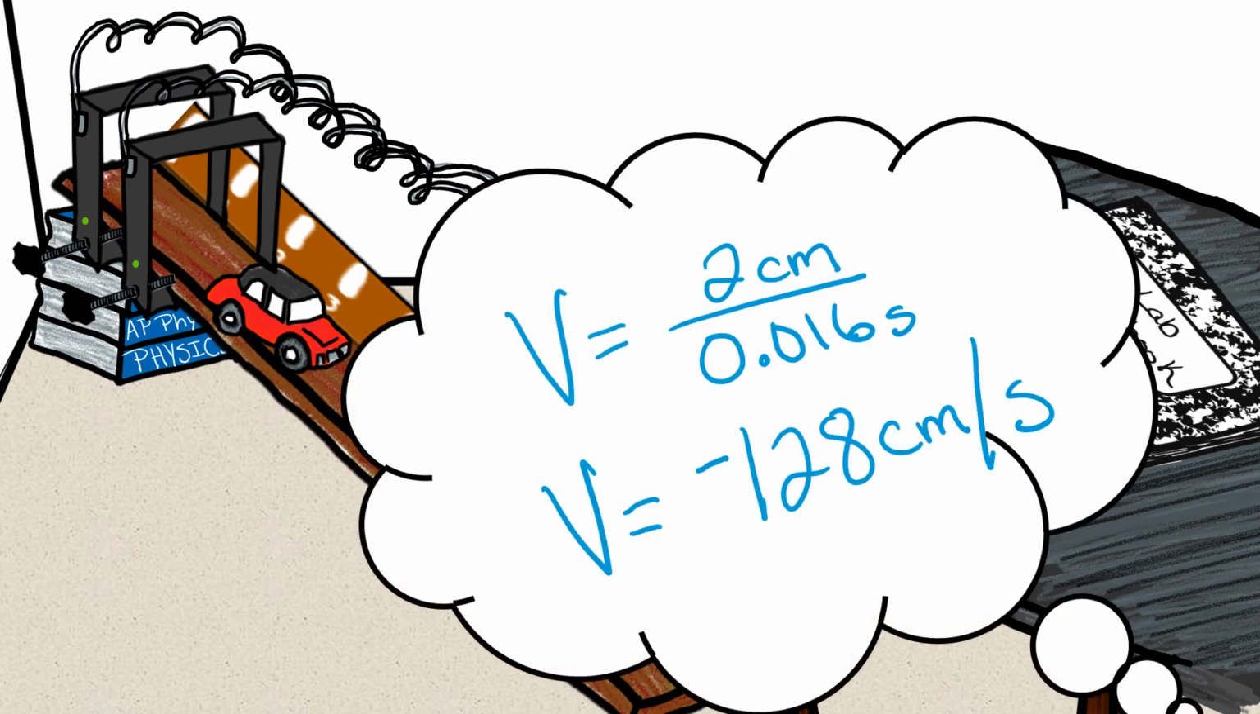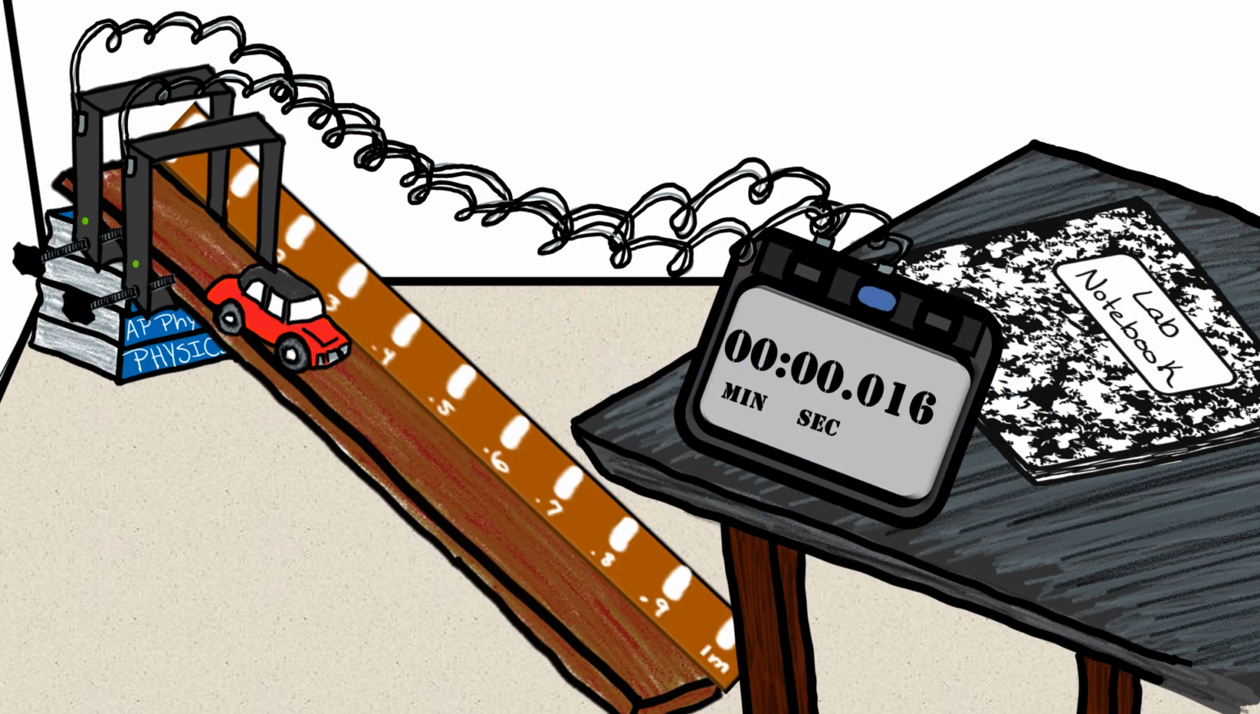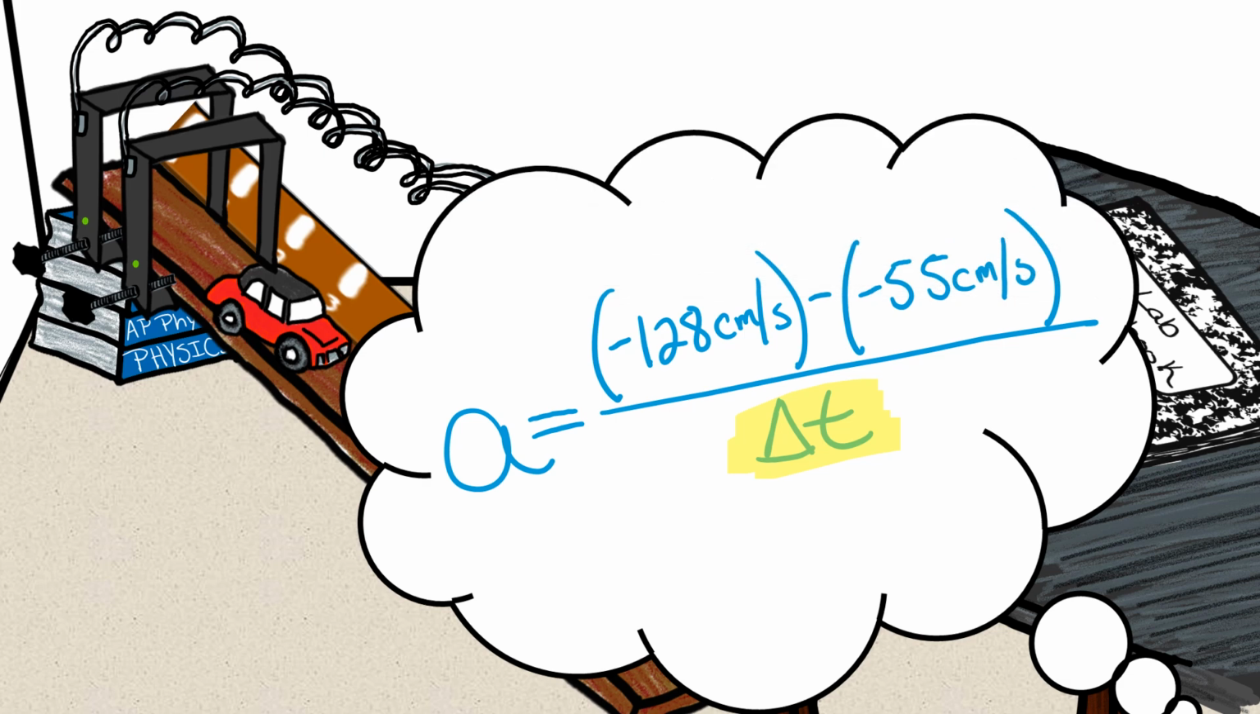You got it, Alex. To get the velocity at the second position on the track, you need to divide the length of the car by the time recorded for the second photogate. All right, so now we have the two velocities of the car at two different locations on the ramp. Now we can calculate the change in velocity, which is final velocity minus initial velocity.